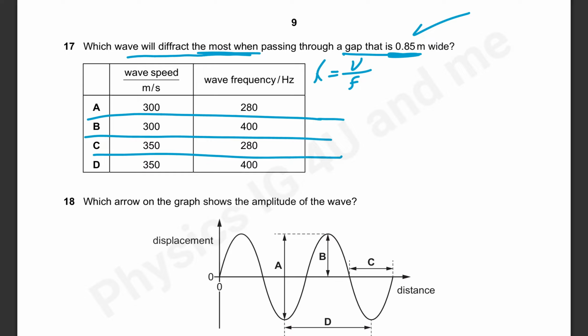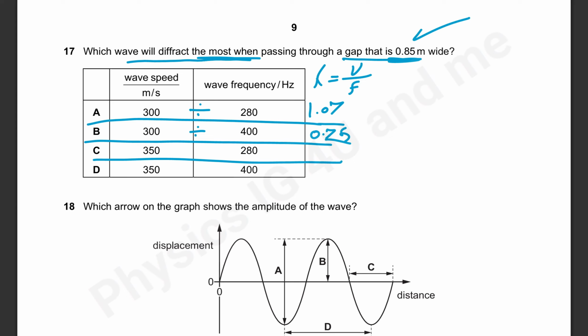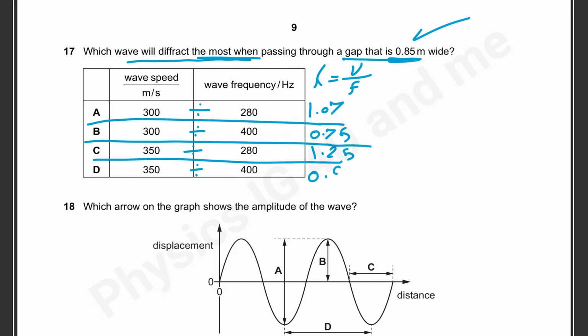Okay, in A, if you divide 300 divided by 280, you will get 1.07. Here, if you divide V over frequency, you will get 0.75. Okay. Now the third one, if I divide 350 over 280, we'll get 1.25, and the last one, if I divide, I will find 0.875. Okay, please, here I want you to pay attention to the question.